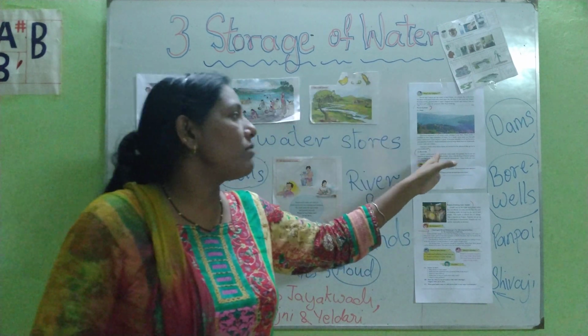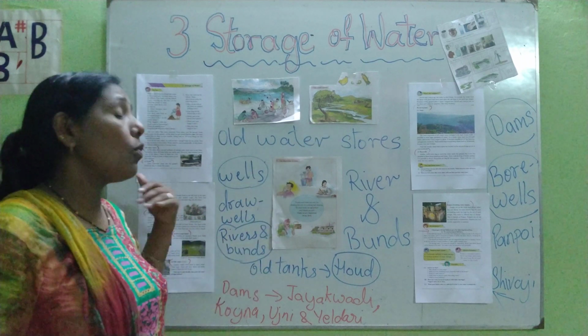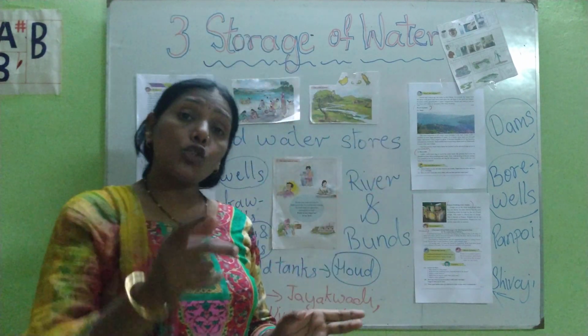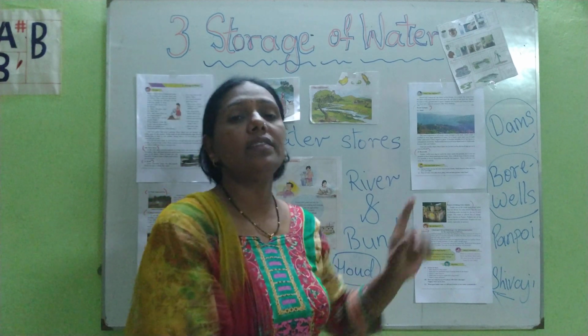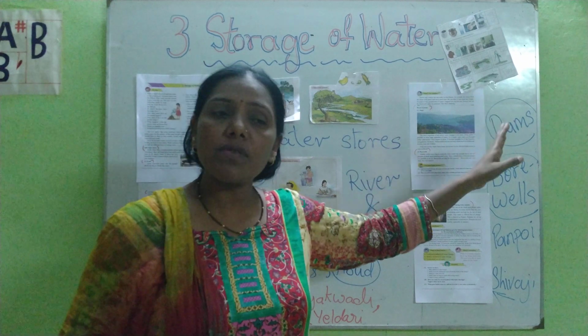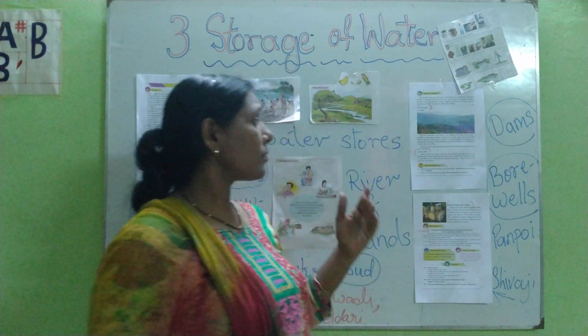The bore well is very narrow and the wells are very broad. The wells were deep down in the ground. The bore wells too are deeper down than the wells, but with the help of the electric pumps, we can get the water whenever we want.